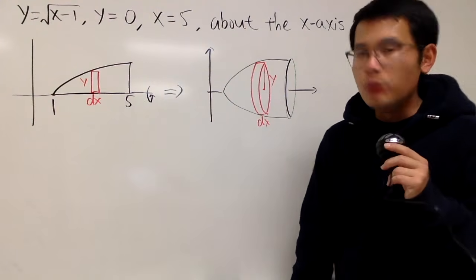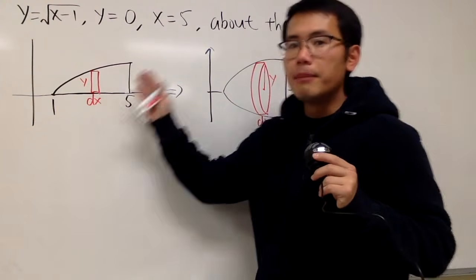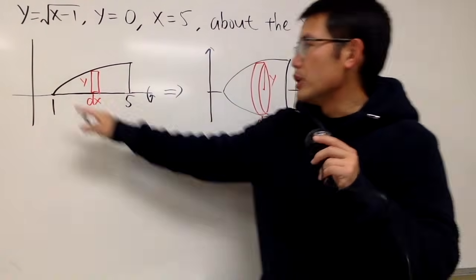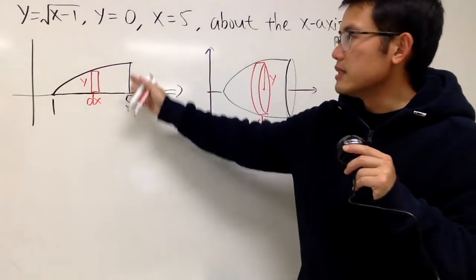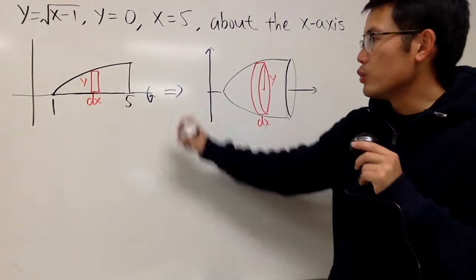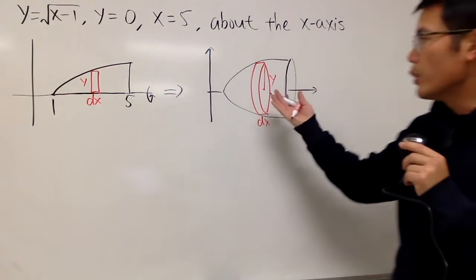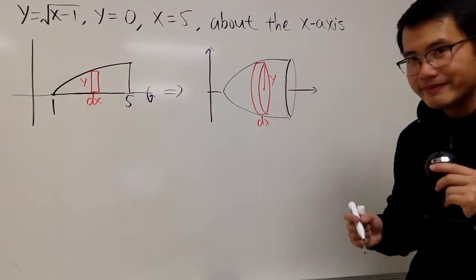Okay, we're going to find the volume by rotating this region about the x-axis. We have y equals the square root of x minus 1, y equals 0, and x equals 5. When we rotate it about the x-axis, we will get a solid like this.